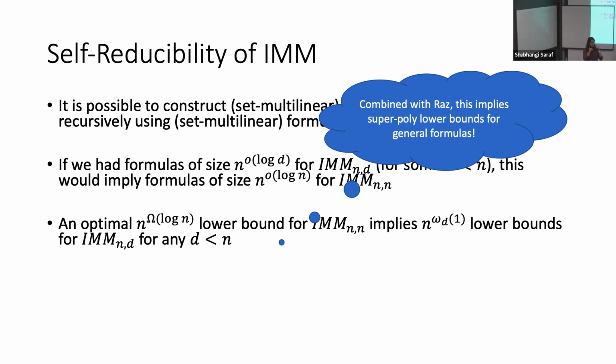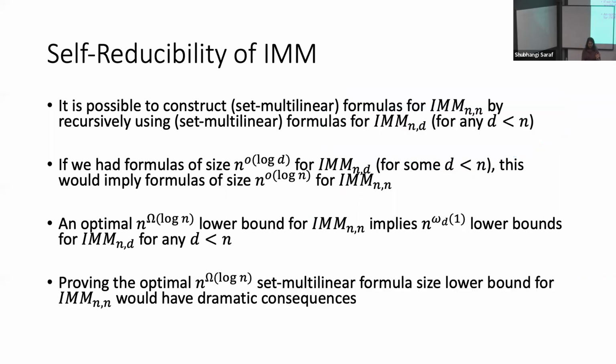So if you can prove set multilinear lower bounds for the IMM polynomial, then even if your degree is large, it's fine. Because if your lower bound is for large degree, it implies a lower bound for small degree. And then you can use all the other technology to get lower bounds for general formulas. So proving the optimal lower bound for IMM n will have dramatic consequences.